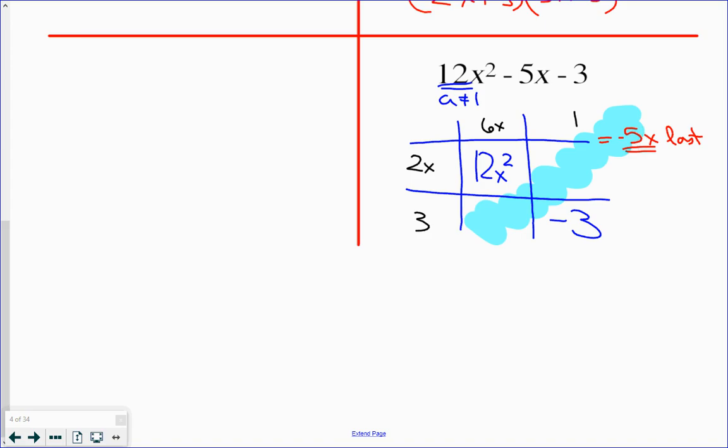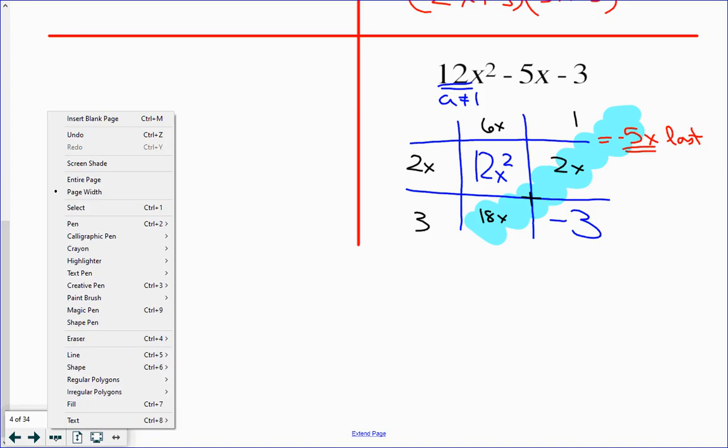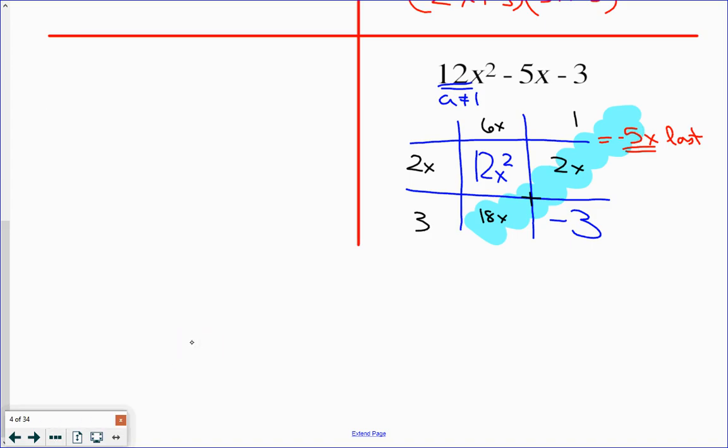So 3 times 6 is 18. 1 times 2 is 2. Will 18 and 2 ever give me a negative 5? No. There's absolutely no way. So 2 and 6 didn't work. What's the other combination now I could try? What should I jump to next? 3 and 4.